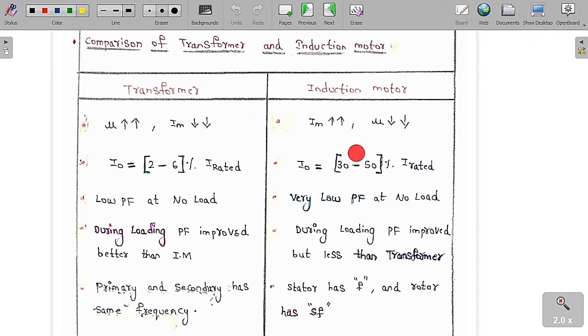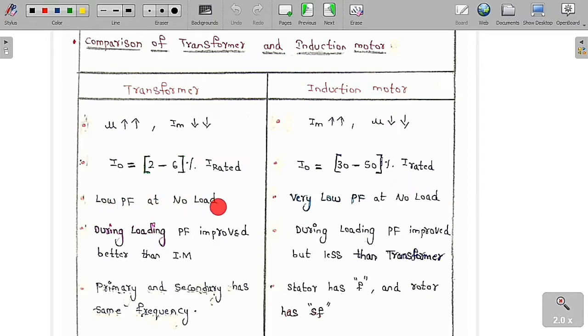Whereas in an induction motor, there is an air gap, so the permeability will decrease because the permeability of air is very less. As permeability decreases, we need a huge amount of magnetizing current to produce a given flux. In a transformer at no load, the current drawn from the input is only 2 to 6% of the rated current. Whereas in the induction motor at no load, the current withdrawn from the supply is nearly 30 to 50% of the rated current, because with the air gap it needs a huge amount of current to produce that flux.